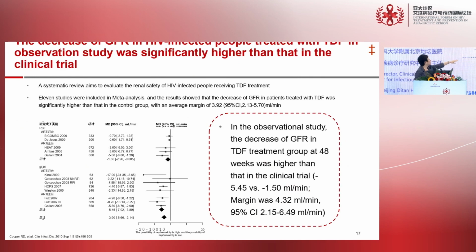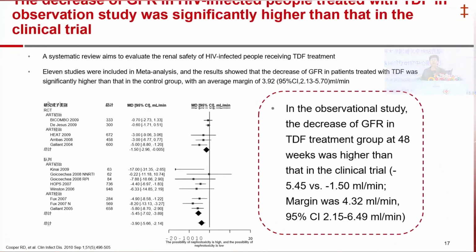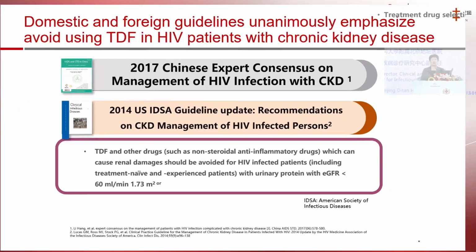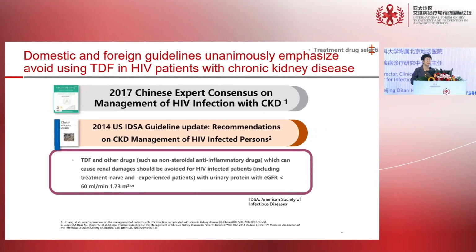In the TDF trials, you can see that the incidence of renal disorder is very low. However, in real life, the incidence of renal impairment with TDF is 3-fold higher than in the clinical trial. So in the real world, the problem with the kidney is much worse than in the clinical trial. We have to keep that in mind.